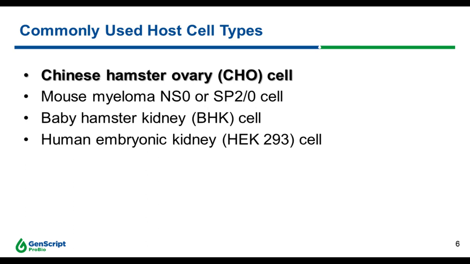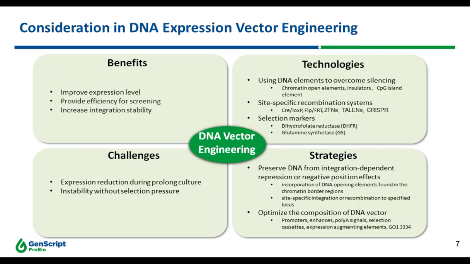There are four most commonly used host cell types. They are Chinese hamster ovary cells, mouse myeloma cells, baby hamster kidney BHK cells, and human embryonic kidney HEK293 cells. Among all these, the most commonly used are the Chinese hamster ovary CHO cells, so today we're going to focus on this.